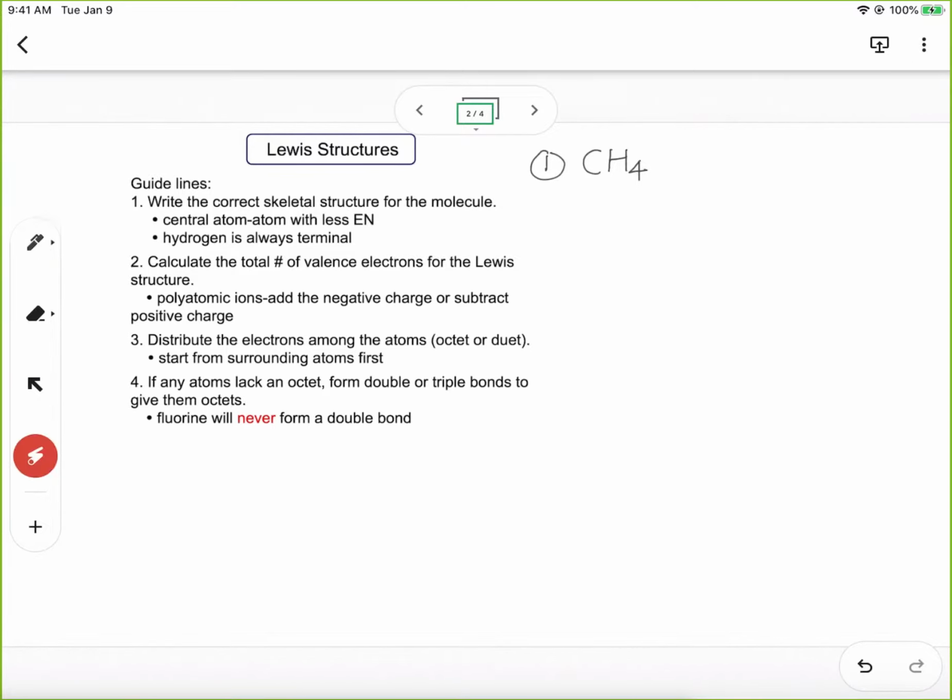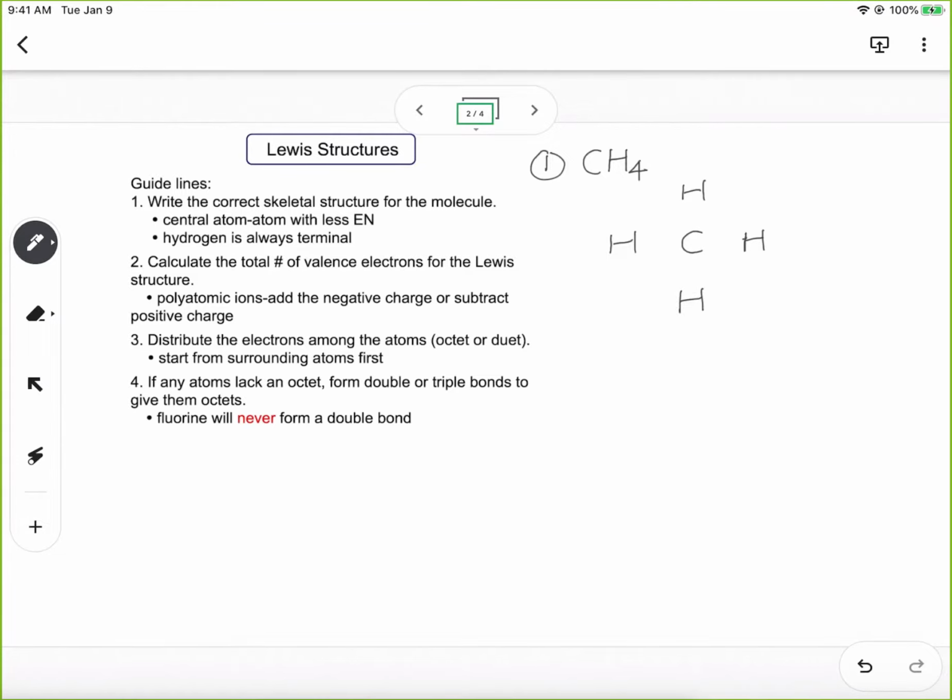The first thing that we need to do is write the correct skeletal structure for the molecule. Well, 2 notes. First one, central atom should be the atom with less electronegativity, and the second, hydrogen is always terminal or surrounding atoms. Okay, so now as you notice that this one has 2 elements, carbon, hydrogen. So as the second note shows you, the hydrogen should be surrounding atoms. So that means carbon should be the central atom, and you have 4 hydrogens around the central atom.